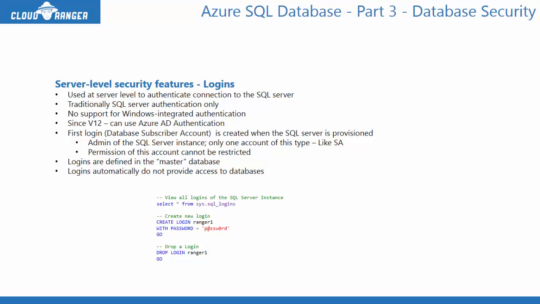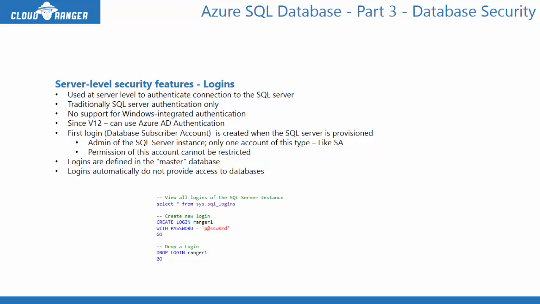The first login, or it's called a database subscriber account, is created when the SQL Server is provisioned. So when I first created that logical SQL Server, or when you create that, it will actually ask you for a username and password. My username was Sean, right? So this becomes your admin account. This is the admin of the SQL Server instance, and you can only have one account of this type, which is like a root account or admin account, which has access to everything.